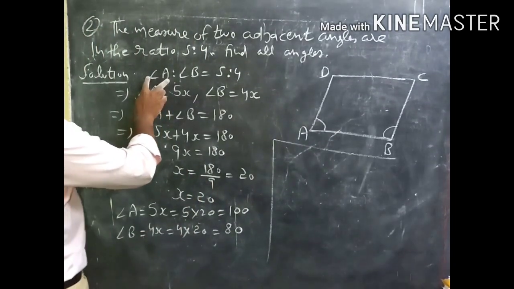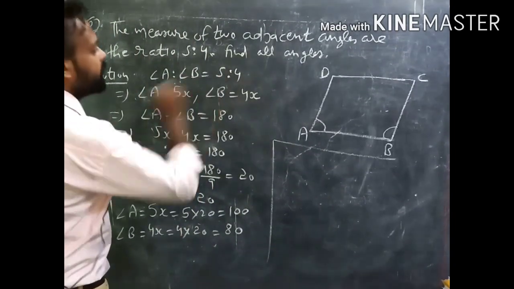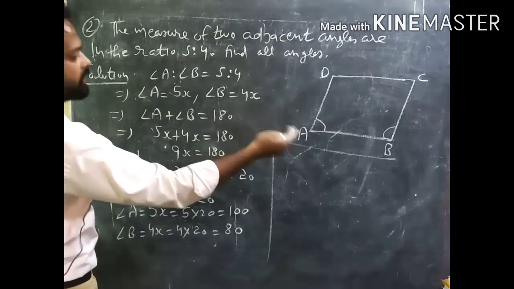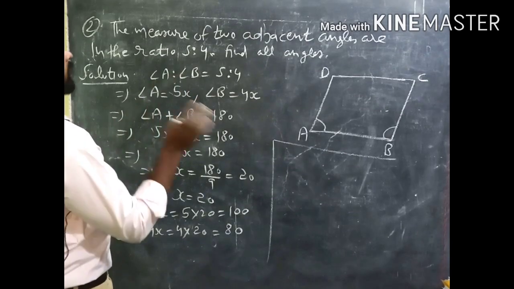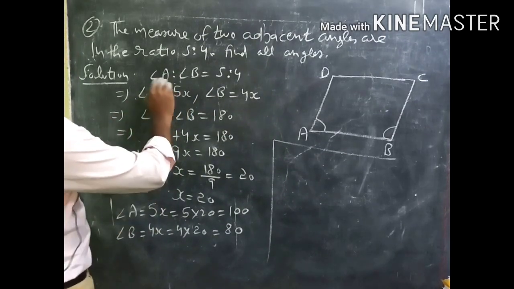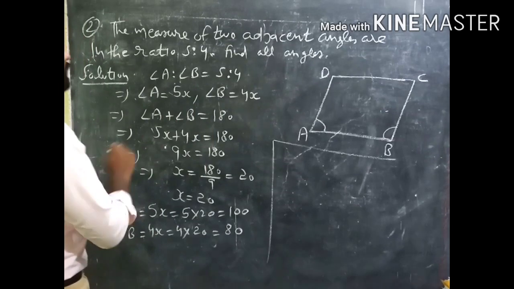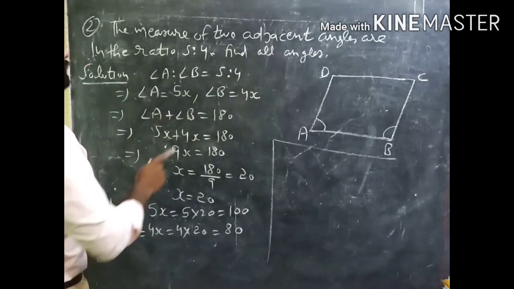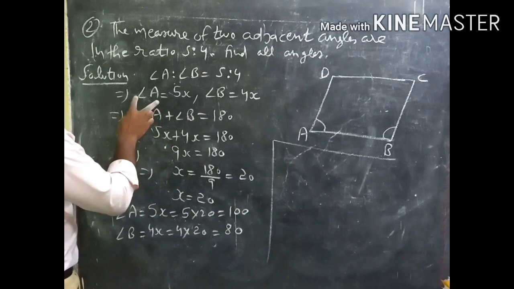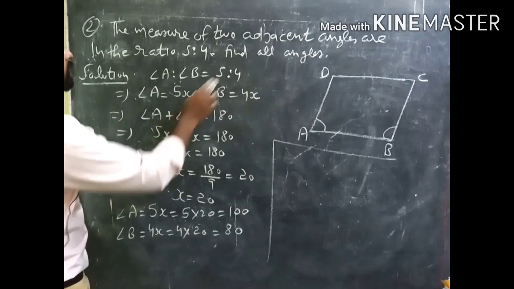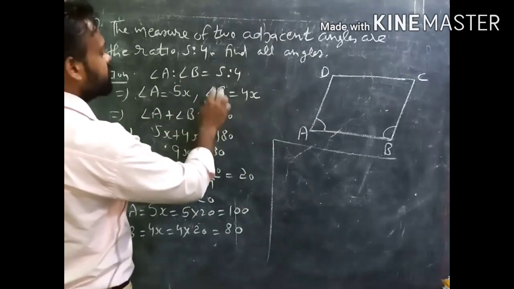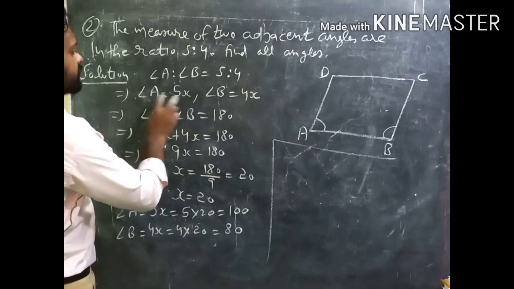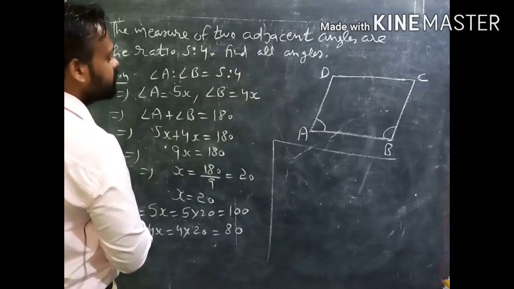So in this case you can see angle A to angle B is equal to 5:4, the ratio of two adjacent angles. In previous videos I explained how we can remove this ratio. We can multiply this 5 and this 4 with a single variable. So we can suppose angle A is 5 into x, that is 5x, and this angle B is 4 into x, that is 4x.